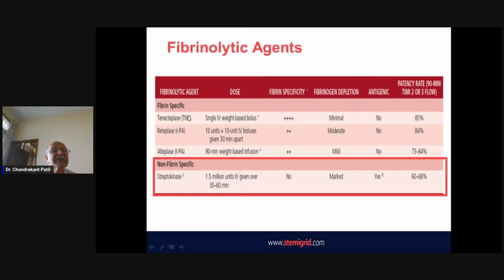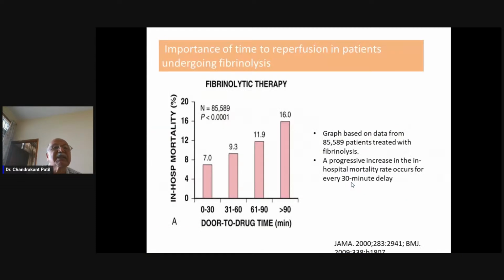The best drug is a fibrin-specific one like tenecteplase, 0.5 milligram per kg body weight within 10 minutes. Just a bolus has to be given. Rarely even alteplase, but it has a complicated method of administration. As you know, streptokinase comes as powder to be dissolved in 100 ml of saline and given over 30 to 60 minutes, observing for hypotension, reactions and arrhythmias.